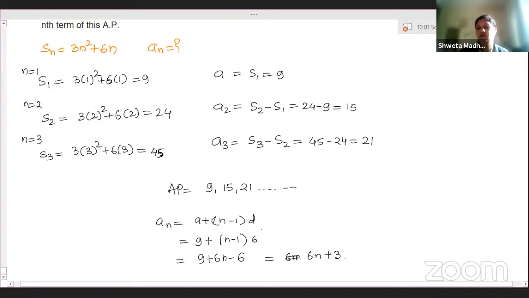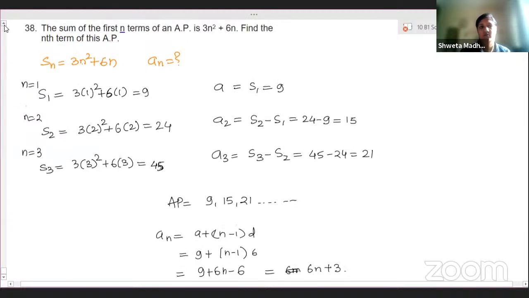Clear? So first from Sn you have to calculate S1, S2, S3. After that calculate A1, A2, A3. So you will get the AP, and then check whichever the question they have asked. This question is asked for 3 marks or 5 marks. Everyone understood? Yes, ma'am.